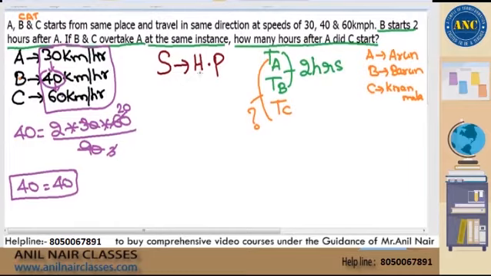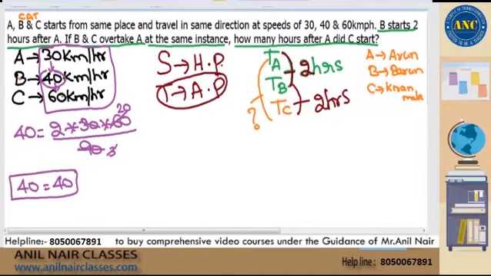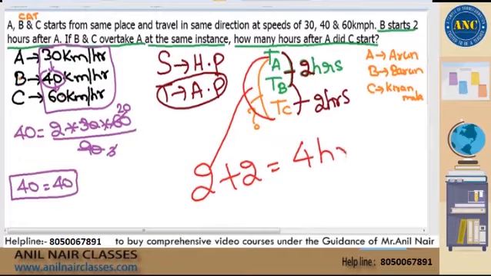If the speeds are in harmonic progression, the time periods will definitely be in arithmetic progression. Arithmetic progression means the common difference between the consecutive terms should be the same. That means if the time gap between A and B is 2 hours, the time gap between B and C should also be 2 hours. They are asking the time gap between A and C, which is 2 plus 2 hours. The answer is 4 hours. I hope it is clear, sir.